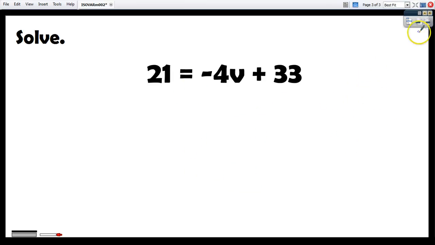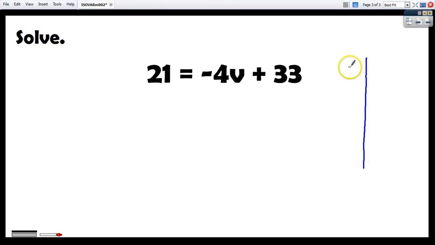Alright, one more. 21 equals negative 4v plus 33. Now, don't get thrown off by the fact that what we're working on is on the right side this time instead of the left. It doesn't matter. It's still the same basic idea that we're trying to solve for our variable. So let's take a look.